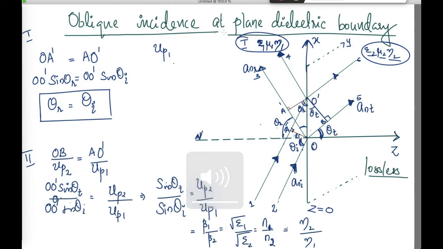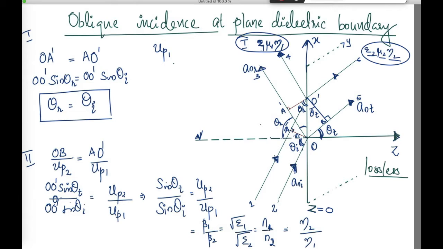Now we again assume that the plane boundary which separates the two media lies along the xy direction, or the plane is the xy plane, and the interface, naturally, is at z equal to 0, and the normal lies along the z direction. So it's a very easy construction. You have a plane boundary which lies in the xy plane, and you keep the boundary at z equal to 0. The normal to the boundary lies along the z direction.